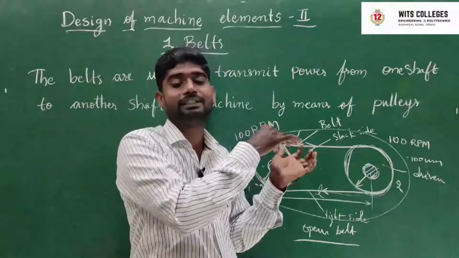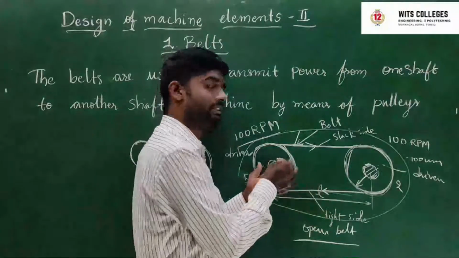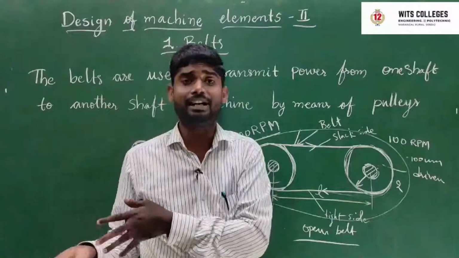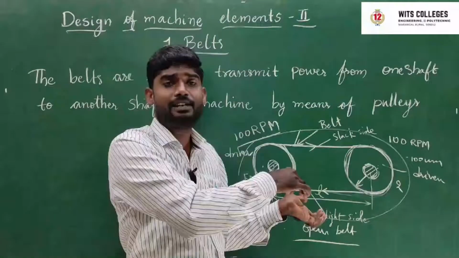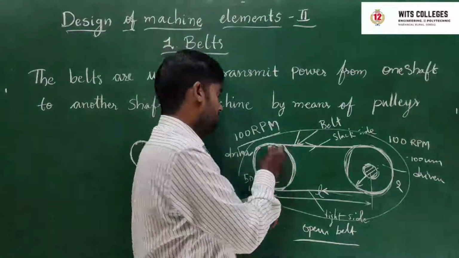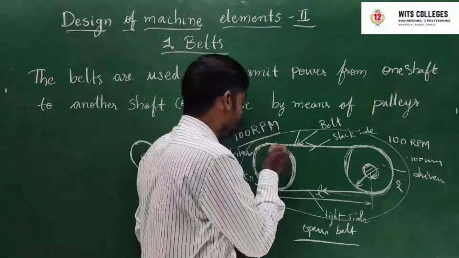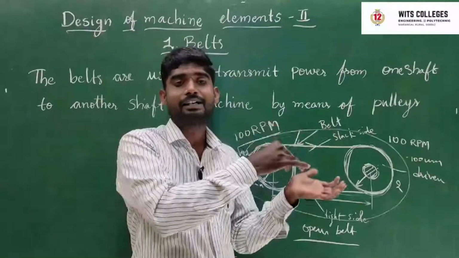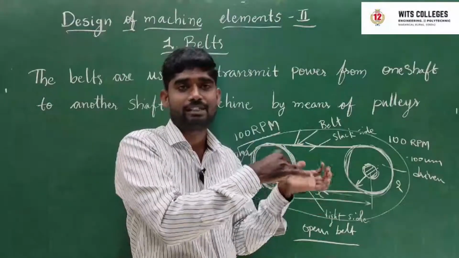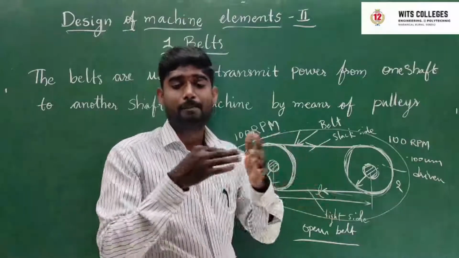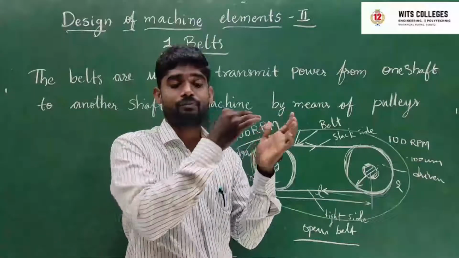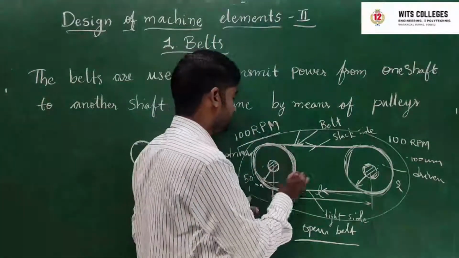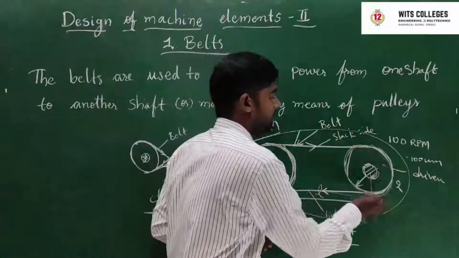First factor is the velocity of the belt. Second is the tension under which the belt is placed on the pulley. Third is the arc of contact between the belt and the smaller pulley. This is a bigger pulley and this is a smaller pulley.